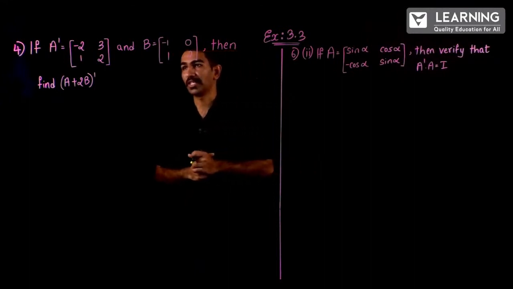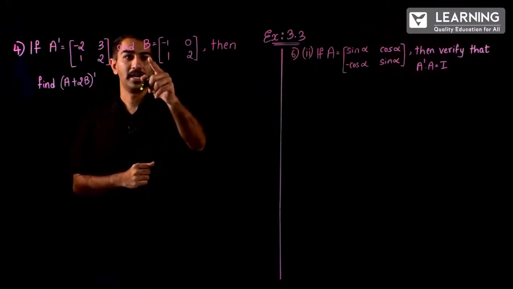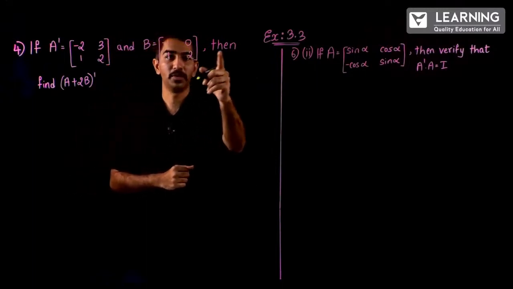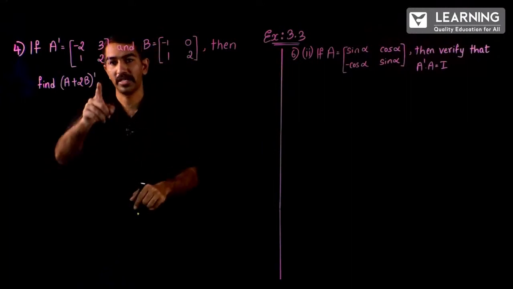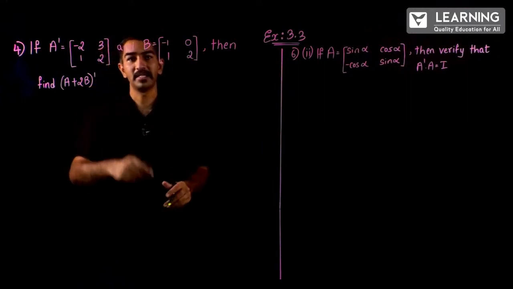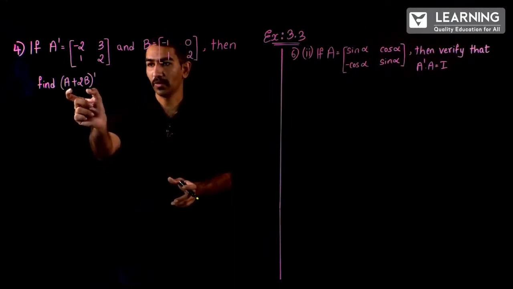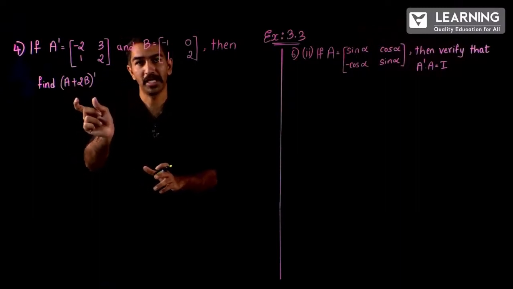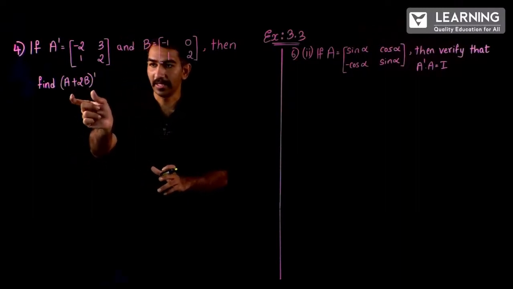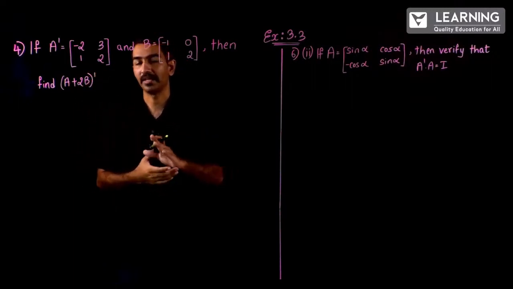Alright, so the question here is: if A' is equal to [[-2, 3], [1, 2]] and B is equal to [[-1, 0], [1, 2]], then find (A + 2B)'. So what is the dash representing here? The dash is nothing but the transpose of a matrix. First, whatever is inside the bracket we'll do first, that is the sum of two matrices. After getting the sum, we have to transpose that matrix. That will be our final answer.